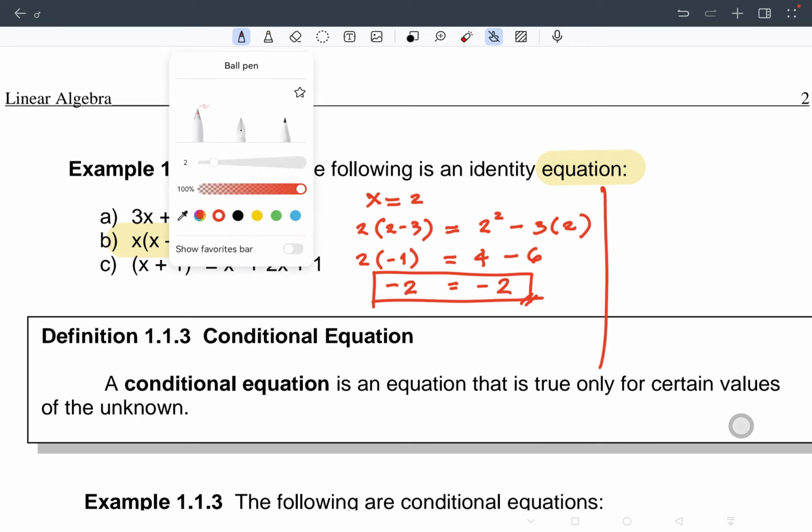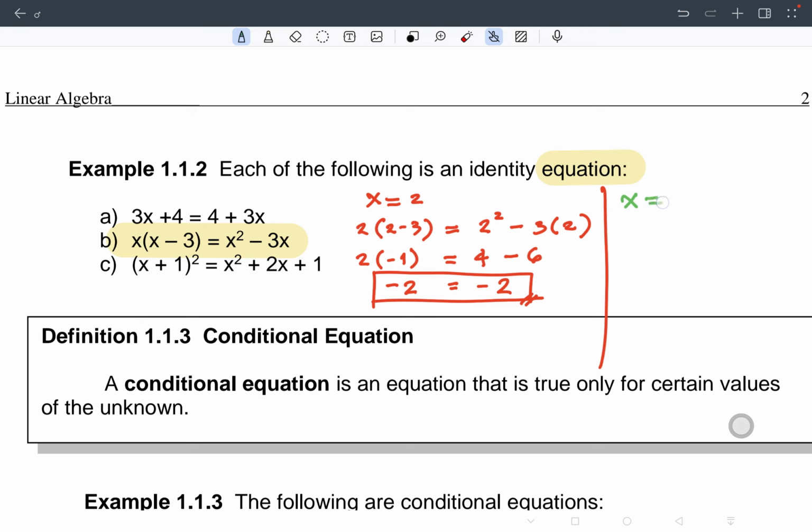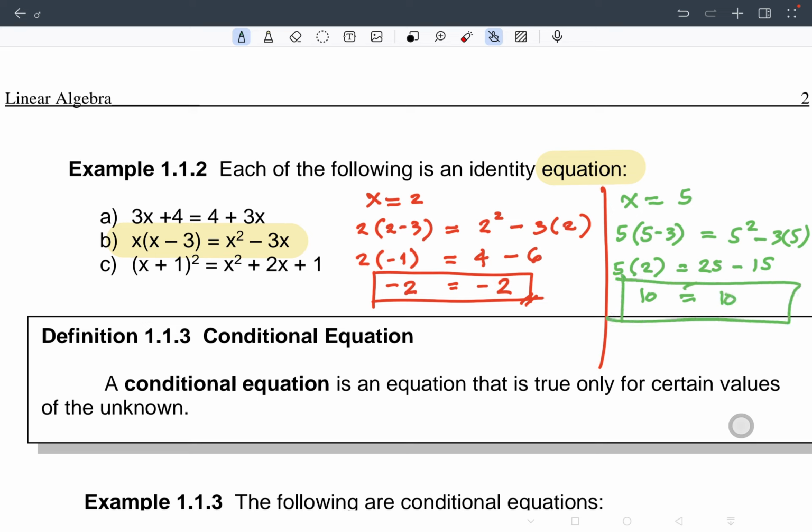So, let's say x be equal to 5. So, 5 times 5 minus 3 is equal to 5 squared minus 3 times 5. So, this will become 5 times 2 is equal to 25 minus 3 times 5, 15. This is 10. Then, the right side is also 10. So, any number ang i-substitute natin sa equation, equal pa rin ang equation. So, that is called an identity equation.